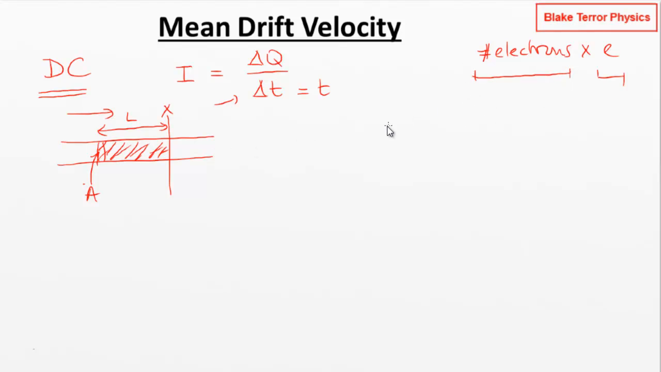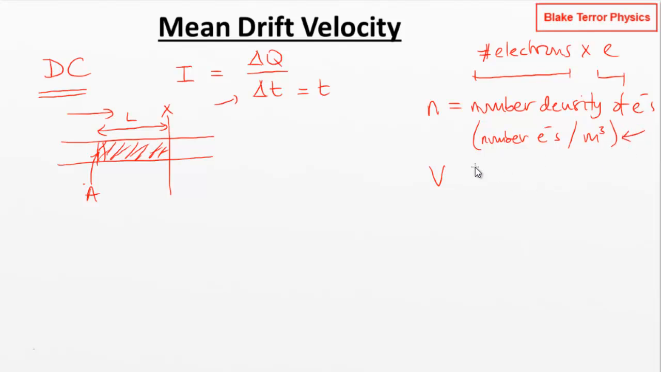How are we going to get the number of electrons? Well, we're going to need a number density, which we're going to call N. That's our number density of electrons, the number of electrons per meter cubed. Then we need the volume because that's going to give us the meter cubed. If we multiply N and V together, we're just going to be left with a number of electrons. So what is our volume? Well, that's our cross-sectional area times the length.